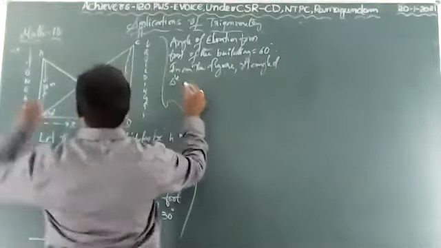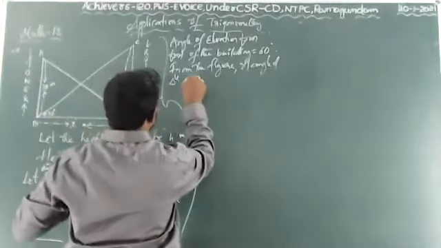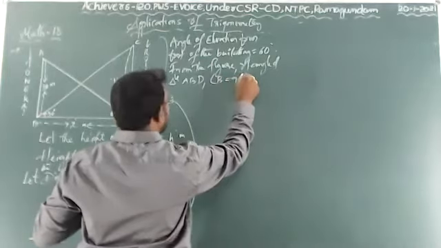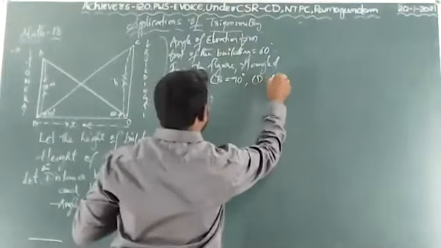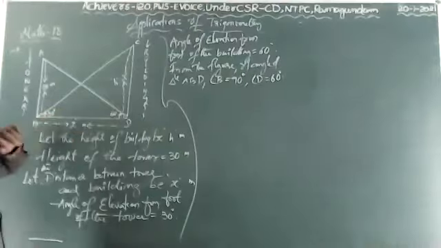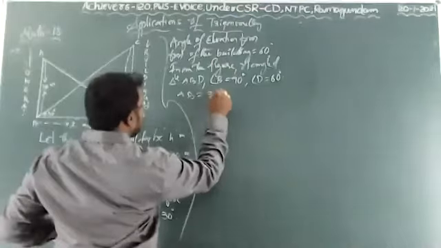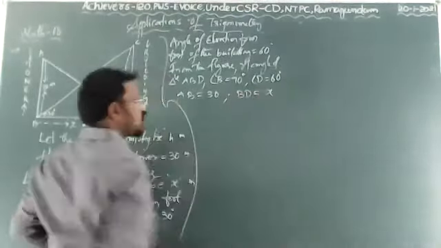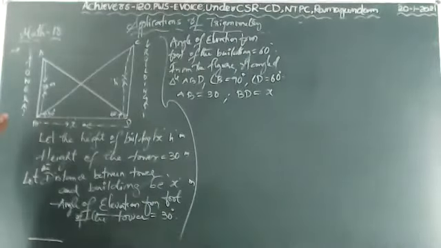From the figure, we have a right angle triangle. Let us take ABD. Angle B is equal to 90 degrees. Angle D is equal to 60 degrees. This one. And AB is equal to 30 meters, and BD is equal to x meters.